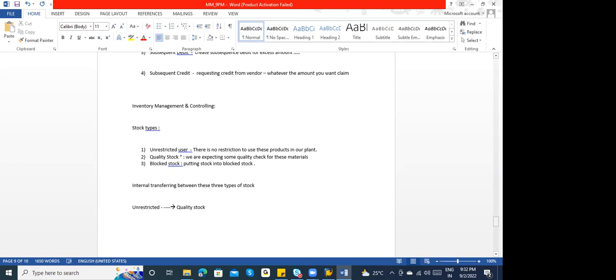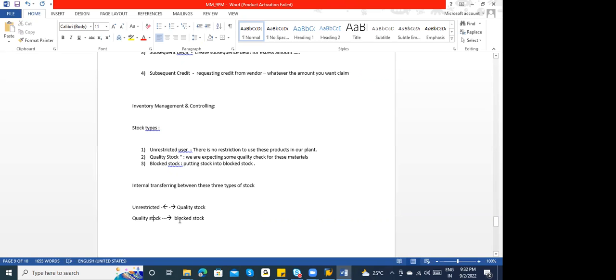Then if it fails in the quality category, and it looks like the stock is completely damaged, the quality parameters are not matching, so we can move it to block stock. In case it is successful, we can move from quality to unrestricted. That means after the quality check, if everything is good, you can use this product for sales or consumption purposes. So we can move from quality to block, quality to unrestricted.